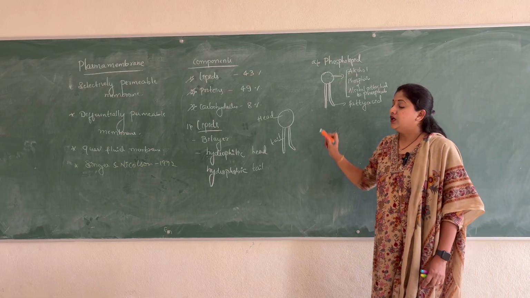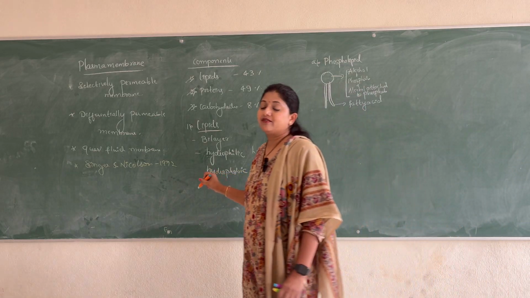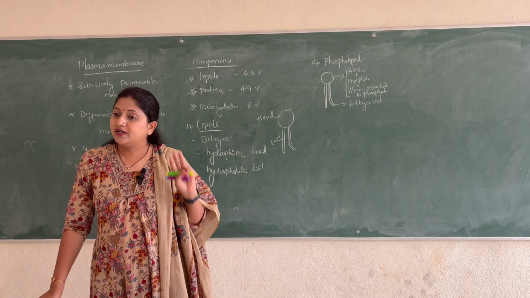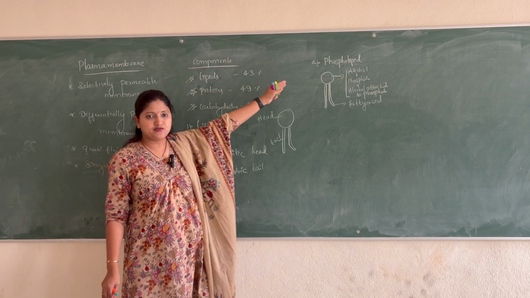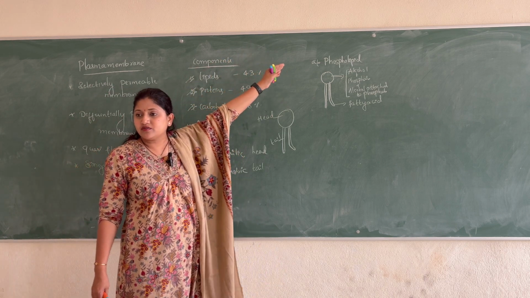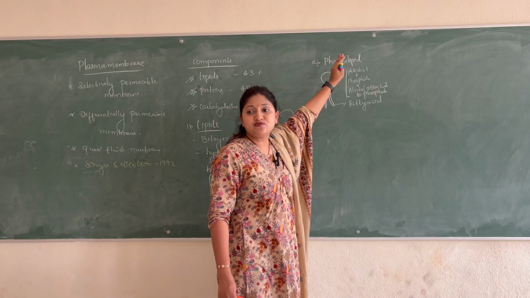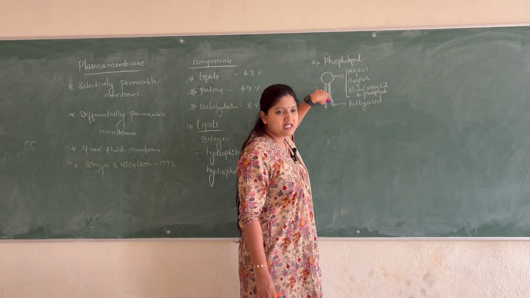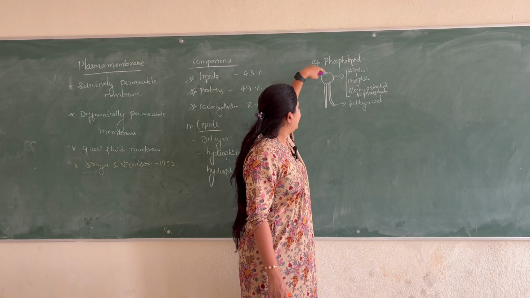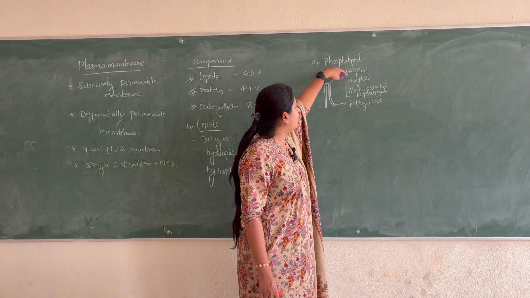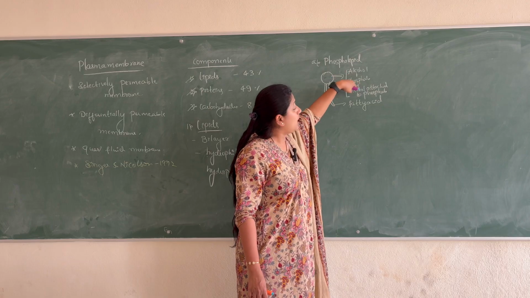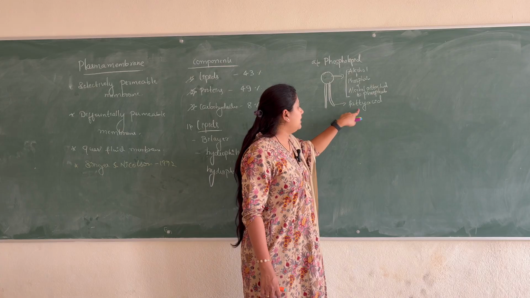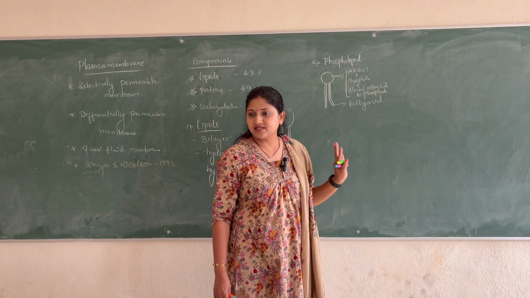So in the plasma membrane there are three types of lipids. The first type is the phospholipid. The structure of the phospholipid has four components. Out of the four, three are present in the head and one is present in the tail. The components in the head are alcohol, phosphate, and one more alcohol attached to the phosphate. In the tail there are fatty acids.